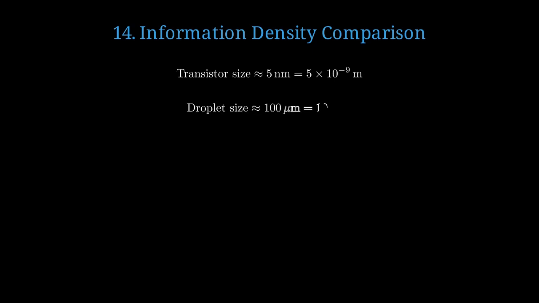How does information density compare between fluidic and electronic systems? Modern transistors are about 5 nanometers, or 5 times 10 to the negative 9 meters. Microfluidic droplets are about 100 micrometers, or 10 to the negative 4 meters.